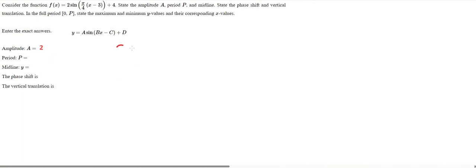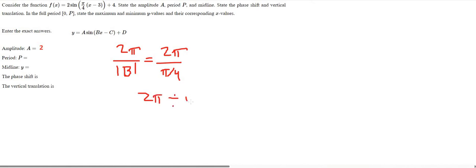The period is going to be 2 pi over the absolute value here of b. In this case, the absolute value of b is the number right there in front of the x, which is going to be pi over 4. So we're going to have 2 pi divided by pi over 4. And if you're kind of missing out on the old algebra skills, it's the same thing as writing 2 pi. We can use this obelus symbol, pi over 4. We can divide any number by 1 without changing it.